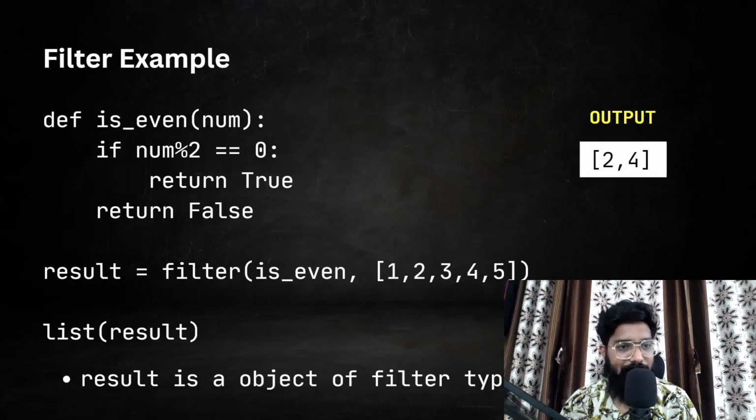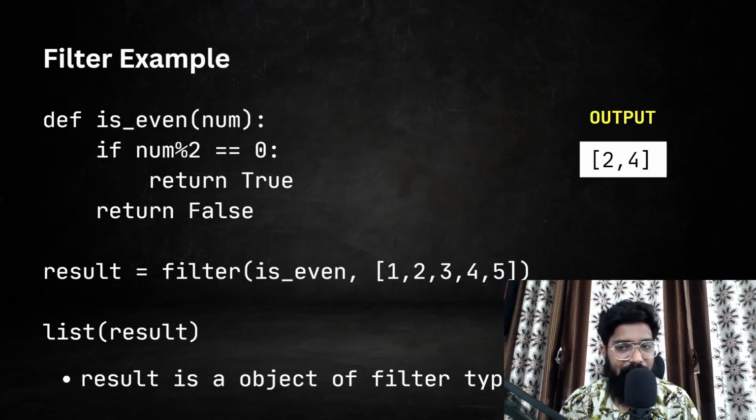Here we can see the example. I have a user-defined function, is_even, which is just checking whether the number is even or not. If it is even, then we are returning true. If it is not, then we are returning false. Result equals filter(is_even, ...). is_even is nothing but the function. We have a list of the numbers 1 2 3 4 5.